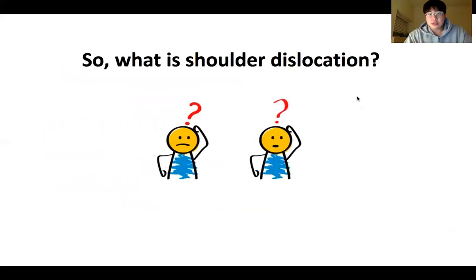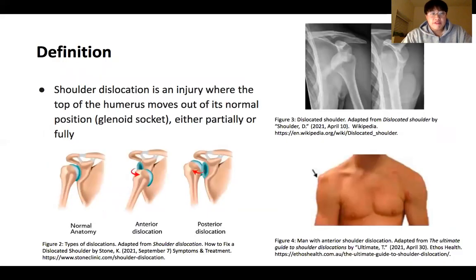So what is shoulder dislocation? The definition of shoulder dislocation is an injury where the top of the humerus moves out of its normal position, either partially or fully. In this picture, it shows the normal shoulder, and here the ball is out of the socket. Anterior means forward, and posterior means your ball pops out backwards. So this guy has an anterior shoulder dislocation.